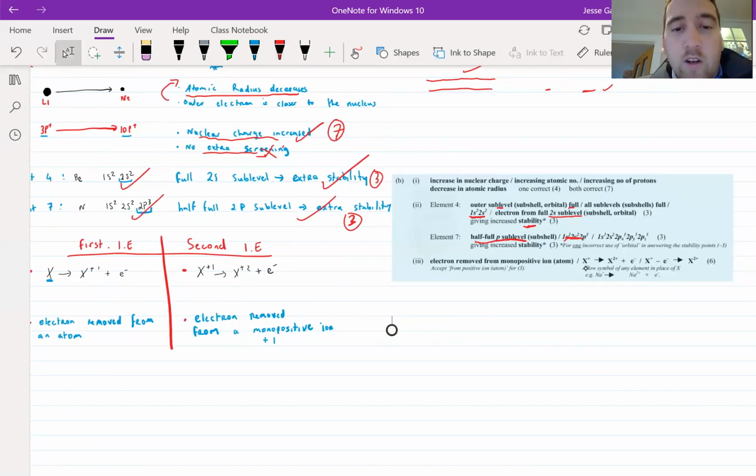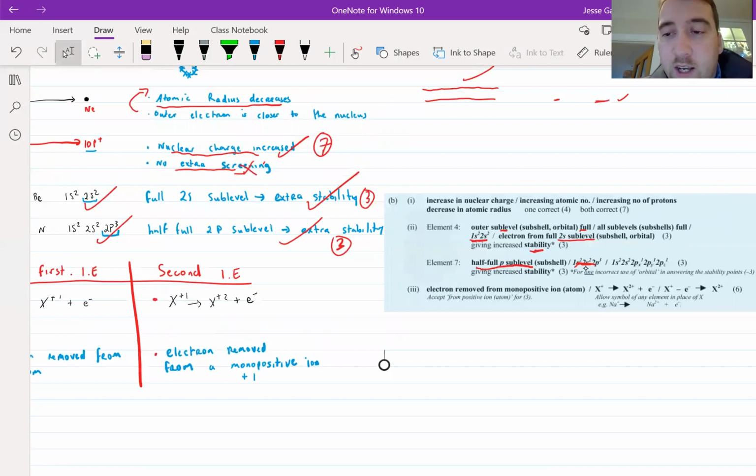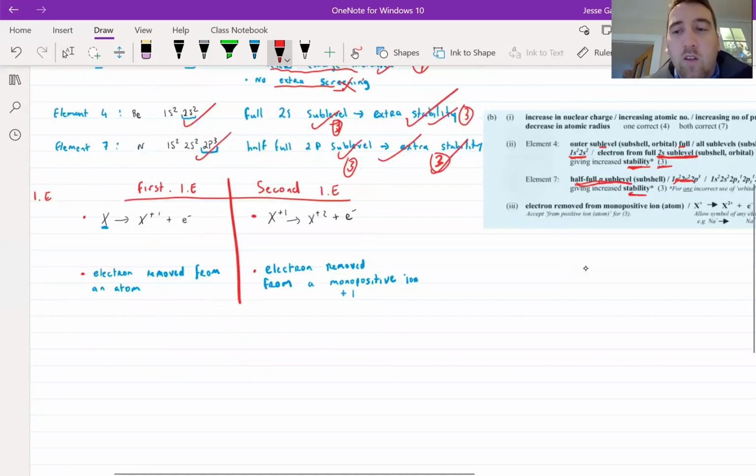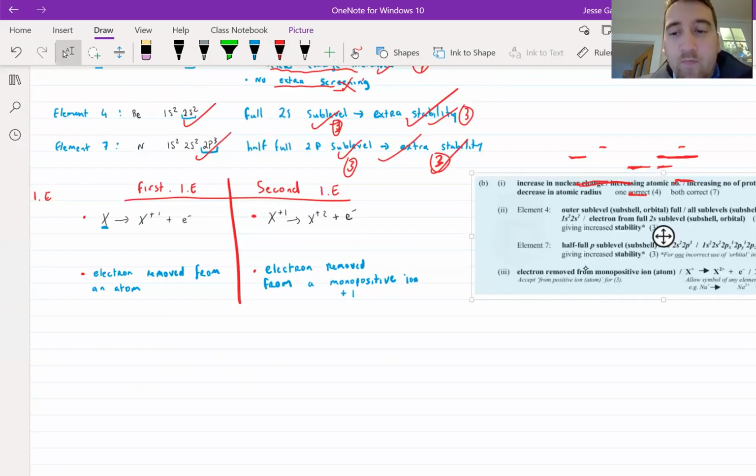Sorry, there's actually 6 marks going for each part of this. So full 2s sublevel is worth 3 here, and that gives increased stability, the second 3. So 6 on the top line, and again, increased stability on the bottom line, coming from the half full 2p sublevel. So 3 there and 3 there. So 12 marks going there altogether. Again, not bad at all. Pretty nice 12 marker.